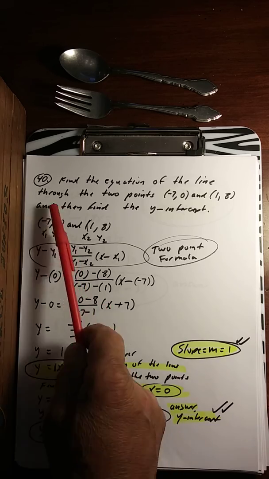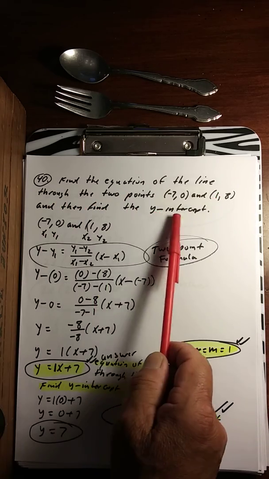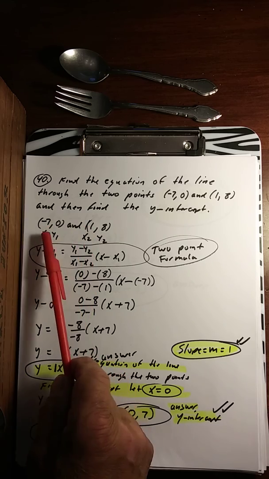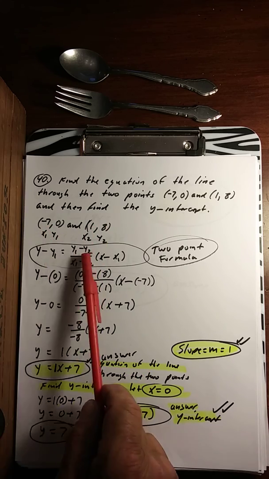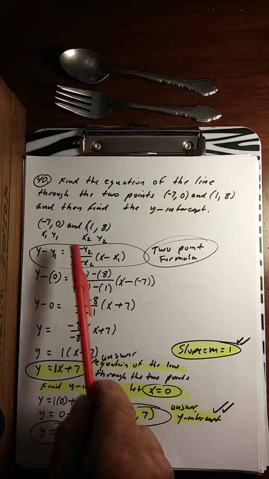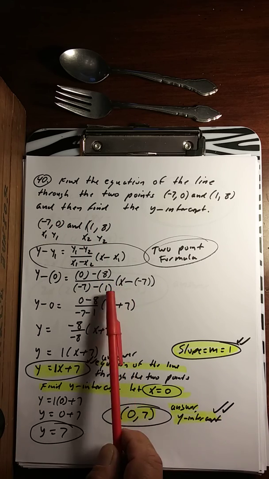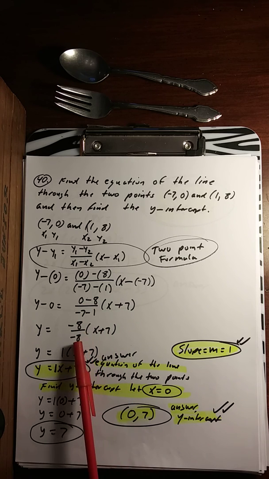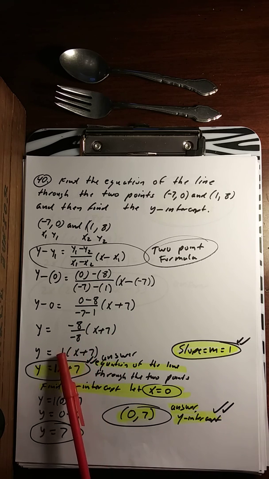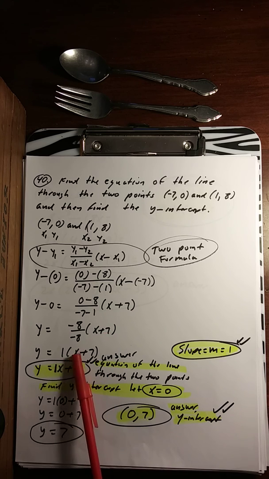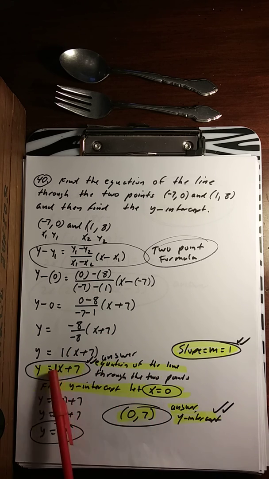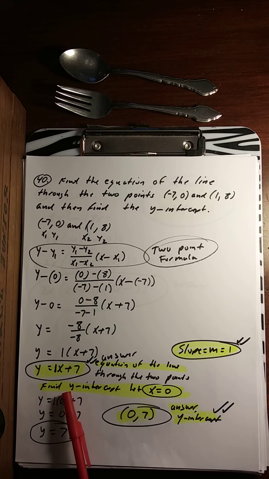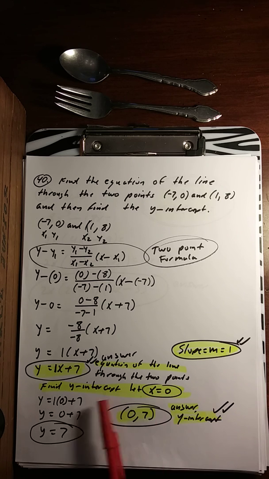Find the equation of the line through the 2 points, and then find the y-intercept. Okay, so let's find x1, y1, x2, y2, put them in there. Put the numbers in, 0 minus 8 over negative 7 minus 1, over x minus minus. Minus minus is a plus. This is going to be negative 8 over negative 8, and that's going to be a 1 times x plus 7, 1x plus 7. So that's the equation of a line through the 2 points. So now it says find the y-intercept, let x equal 0. So put a 0 there, 1 times 0 is 0, 0 plus 7 is 7, so (0, 7) is the y-intercept.